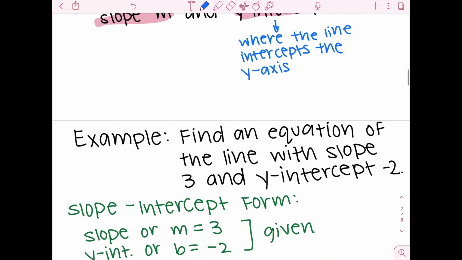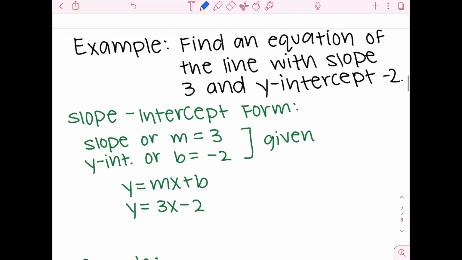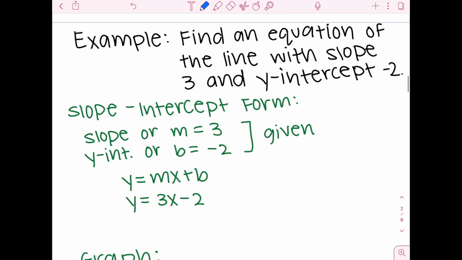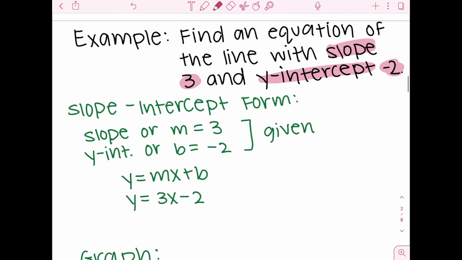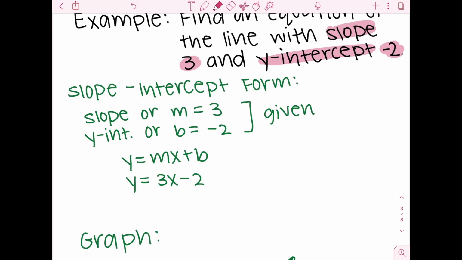Okay, let's continue. To reestablish the idea, we're going to do an example. Find an equation of the line with slope positive 3 and y-intercept negative 2. So slope-intercept form, we have our givens. Our slope, or our m, is going to be 3. And our y-intercept, or b, is going to be negative 2.